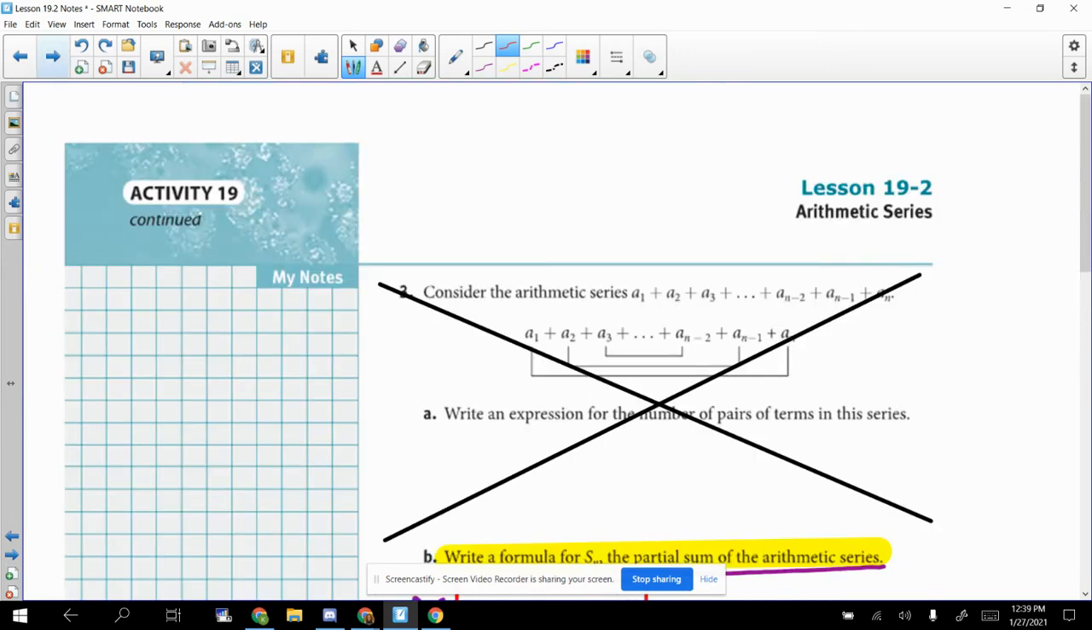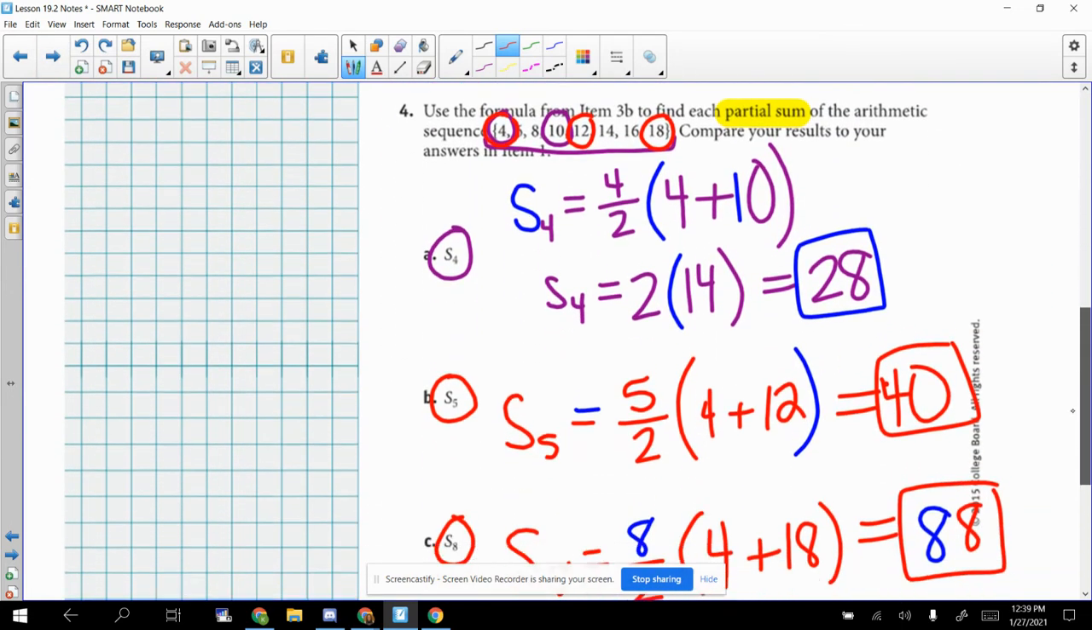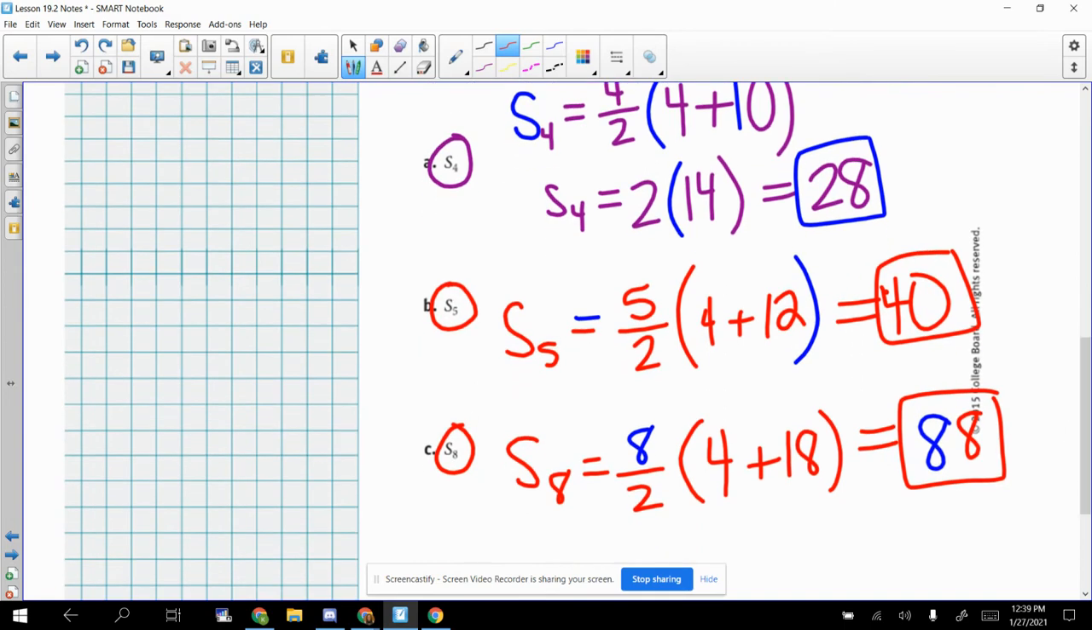Okay, so it's basically just another way to find what your partial sum is without just sitting there adding and adding and adding. Or if you were not given the terms in between, you were only given the first and, let's say, the 8th term, then you would be able to use this formula as well.